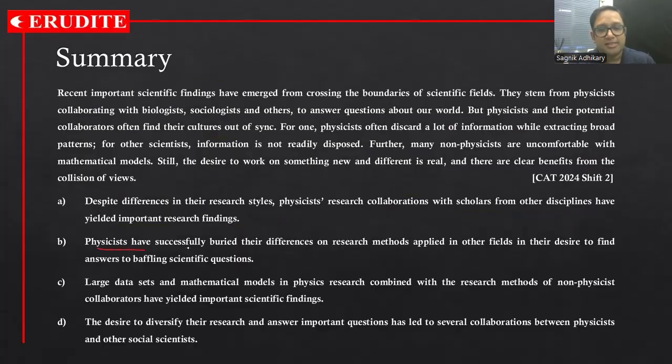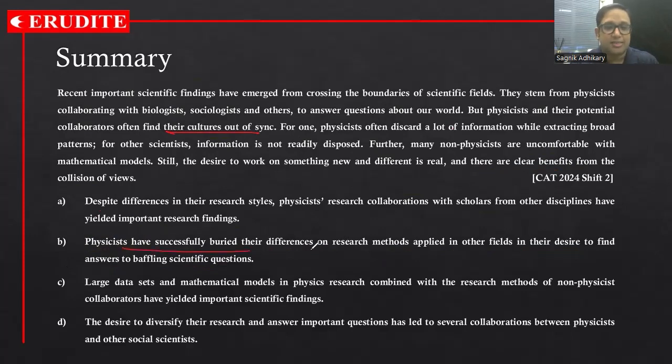Option B says, physicists have successfully buried their differences on research methods applied in other fields in their desire to find answers to baffling scientific questions. There is a lot of distortion here. We see, first off, the subject physicist is there, but then physicists have successfully buried their differences on research methods. They have not buried their differences. We see at the end also the passage tells us there are clear benefits from the collision of views. That means that differences are not buried at all. The differences exist. These physicists find collaboration with experts from other fields difficult because they often find their cultures out of sync.